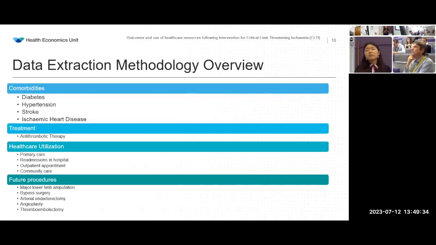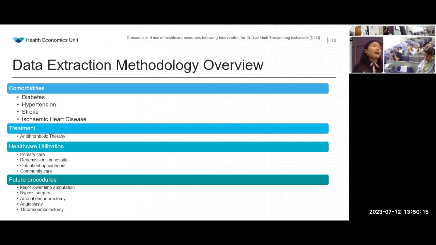We look at the comorbidities of the patient for the long-term conditions such as diabetes and hypertension. We didn't set up any time restriction, so if the patient had one of the diagnoses at any point, we would flag that. And for stroke and IHD, we would look at if the patient has been diagnosed with this diagnosis before the index procedure date. And also we look at treatment for anti-thrombotic therapy.